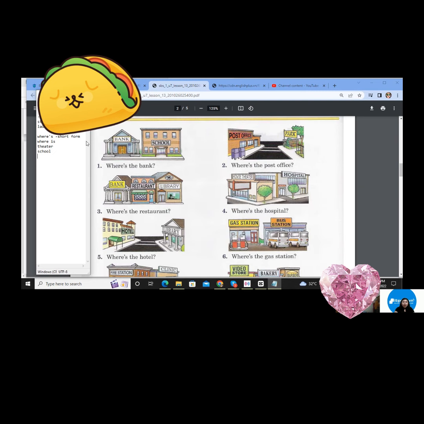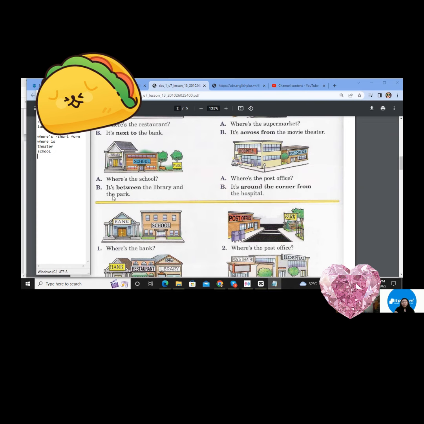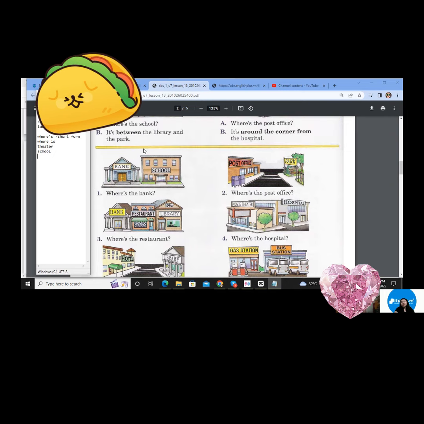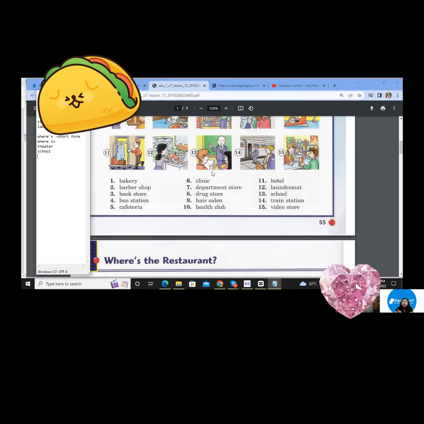Okay, so here, bank and school. Where's the bank? Where's the bank? The bank is, you answer your question. Where's the bank? The bank is? The bank is what?